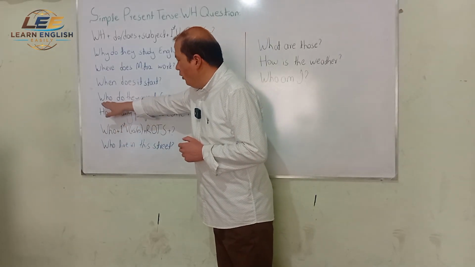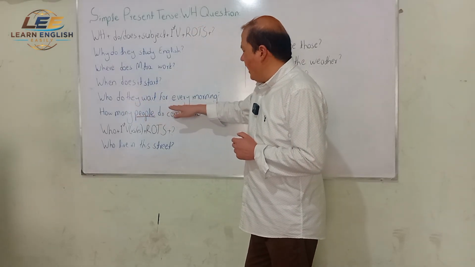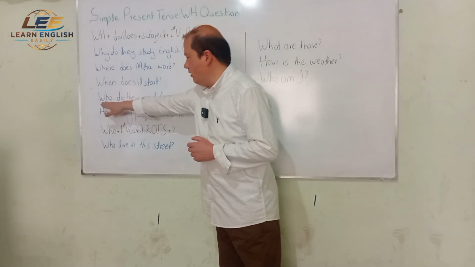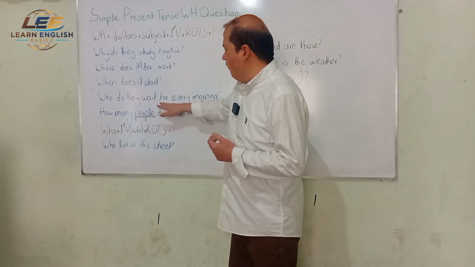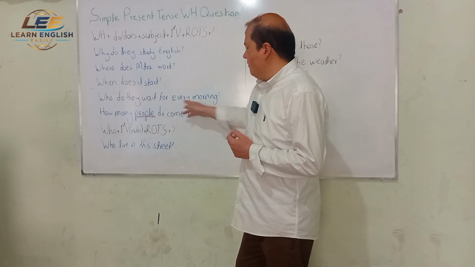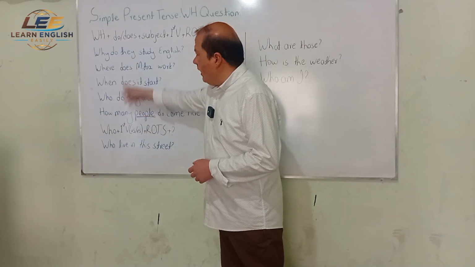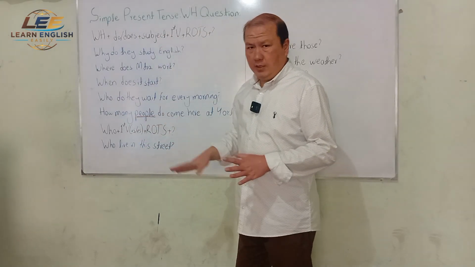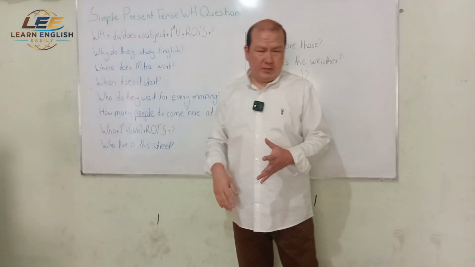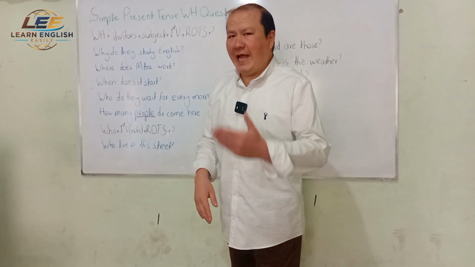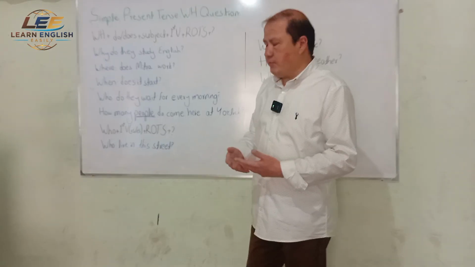Another example, who do they wait for every morning? Who is our WH, do is the helping verb, they is the subject, wait is the verb, for is the preposition of the verb, and every morning is the rest of the sentence. Till here, we have the same structure, no changes at all. Now, with some WH questions, we have to add something. What is that thing? We add a noun. Let's have one example, then I'll explain it more.